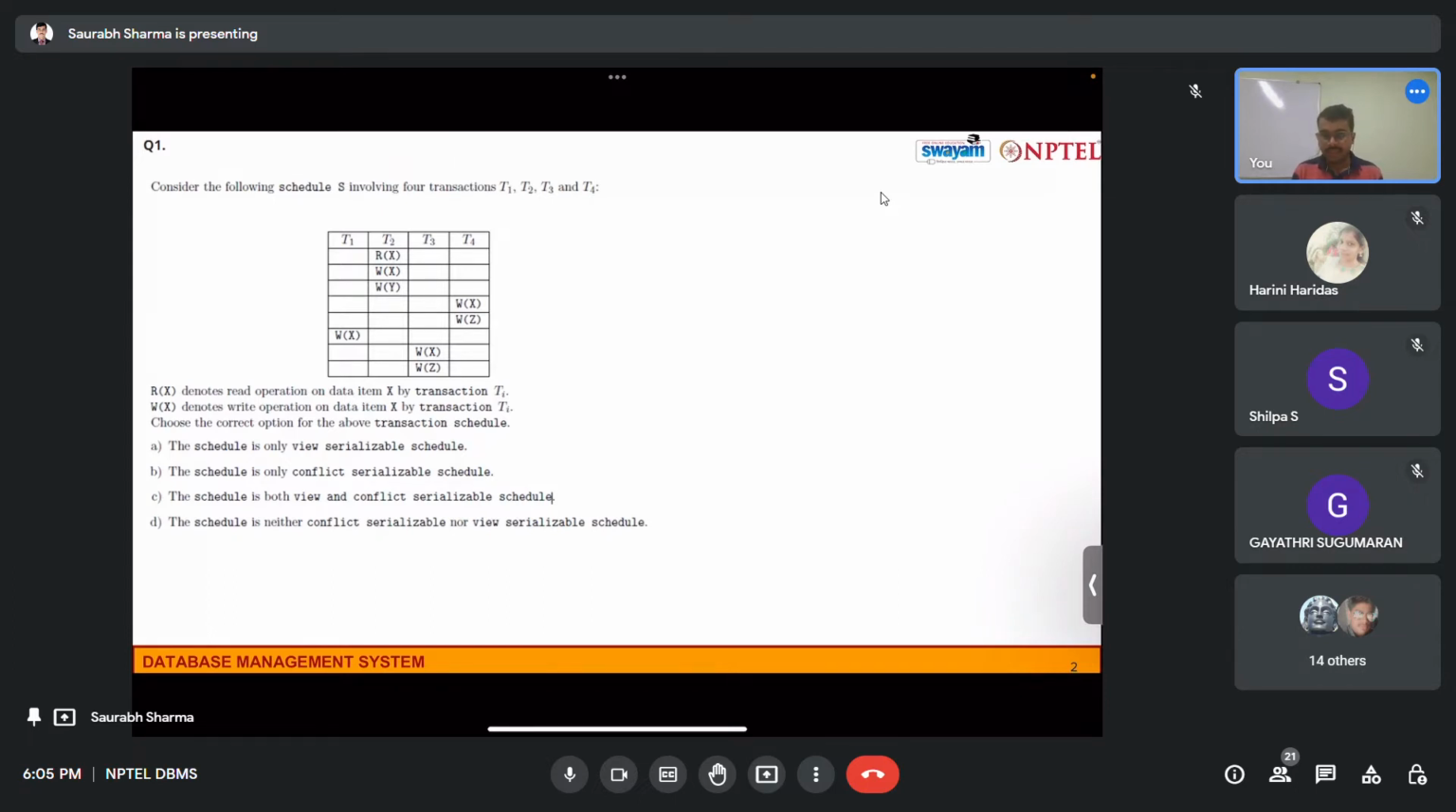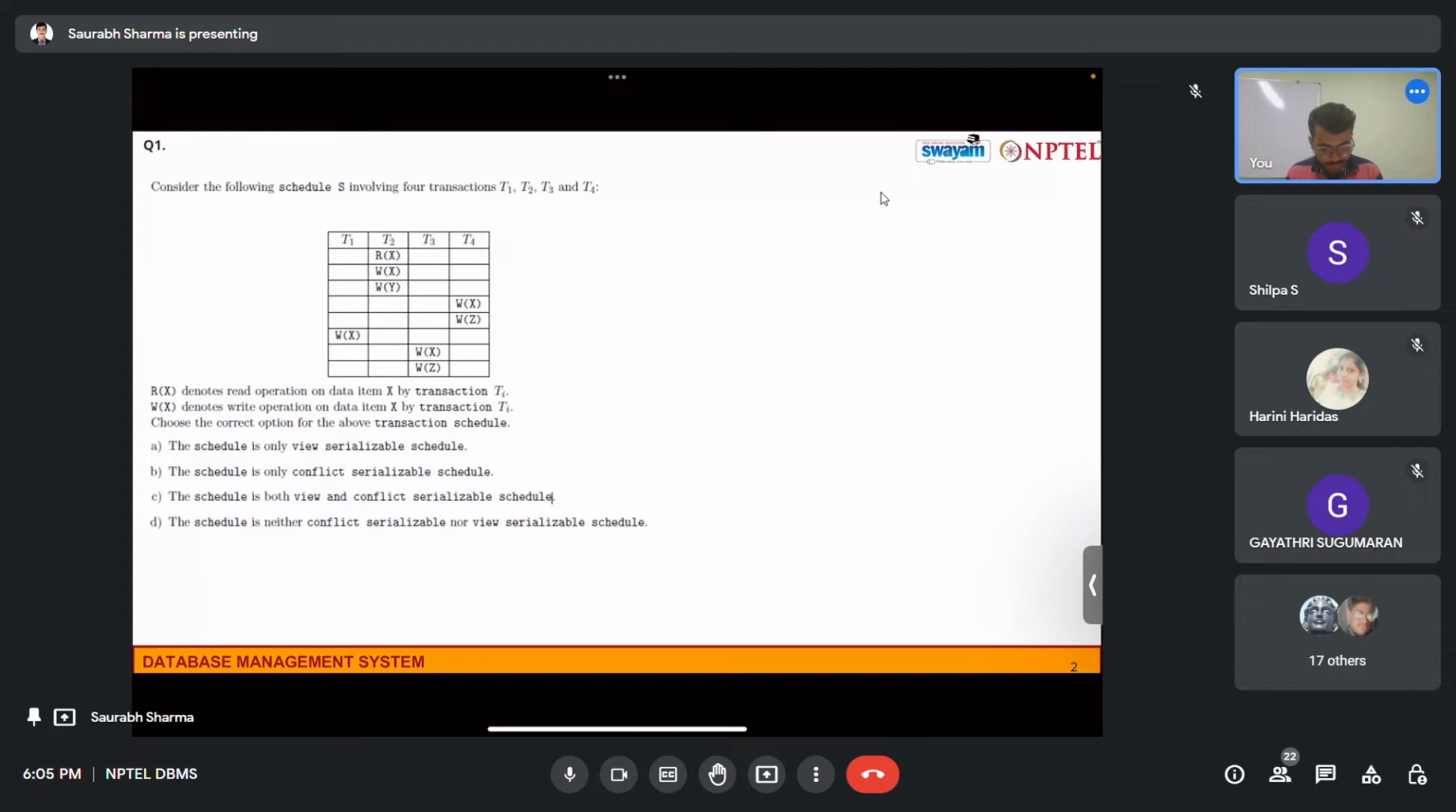In conflict serializability, we have to look for conflicting pairs occurring together. If there is any kind of loop or cycle in the precedence graph we create, then we can say it is not conflict serializable. If it is not there, then we can clearly say that it is serializable. Okay, let's go one by one.